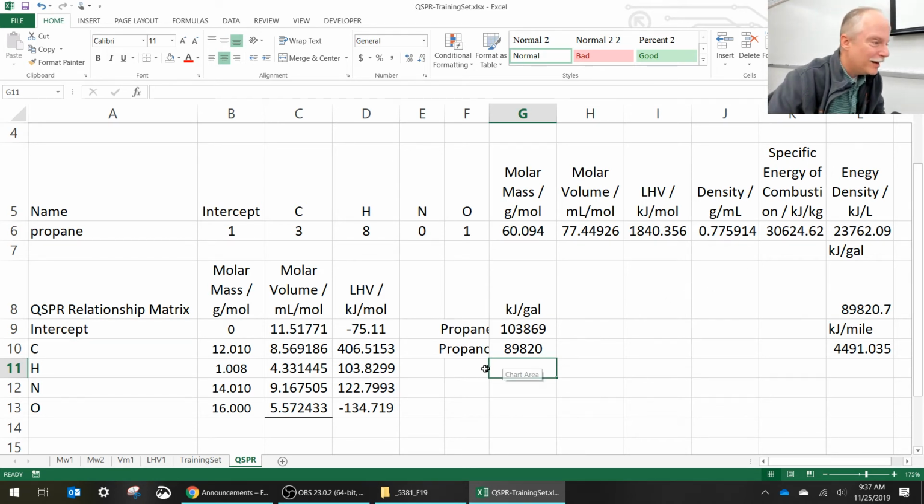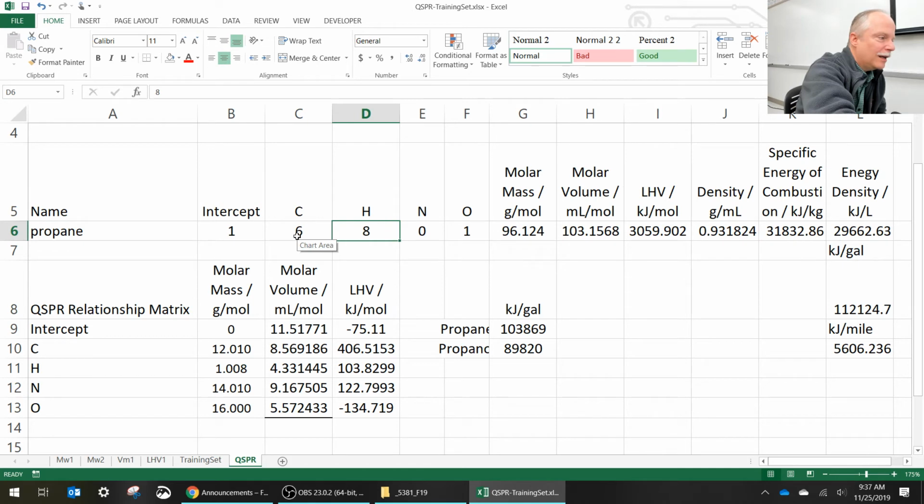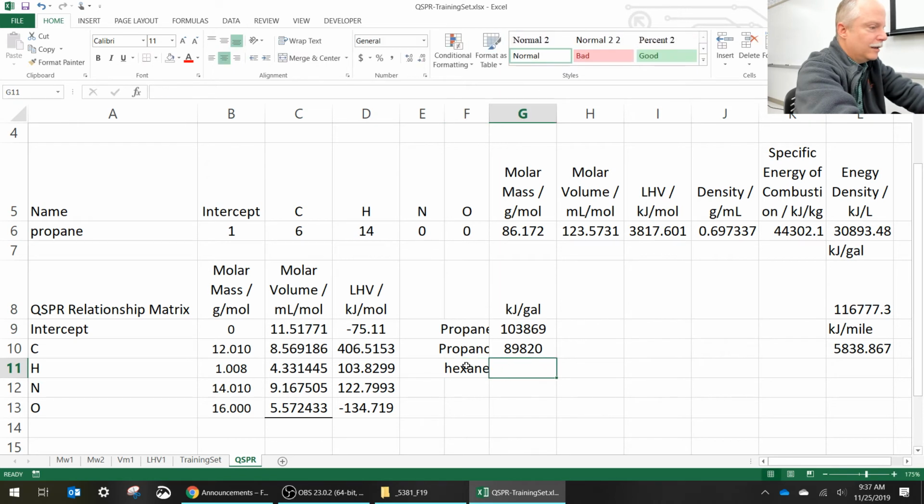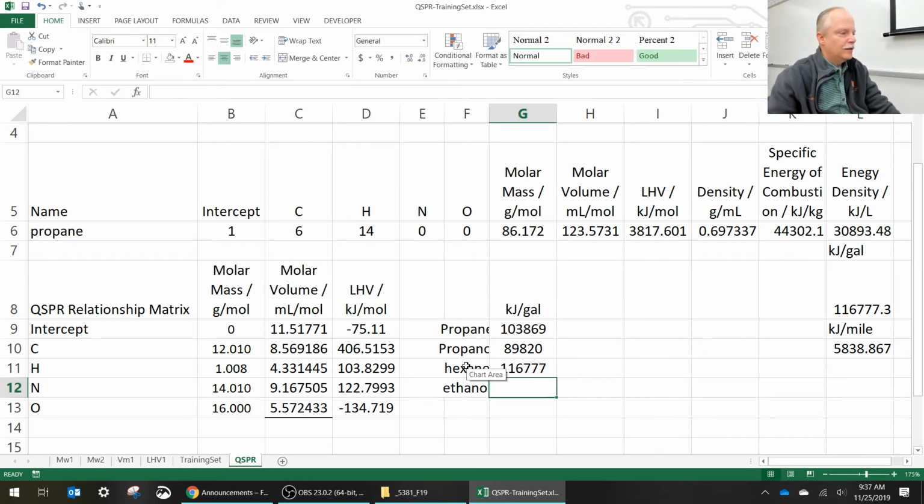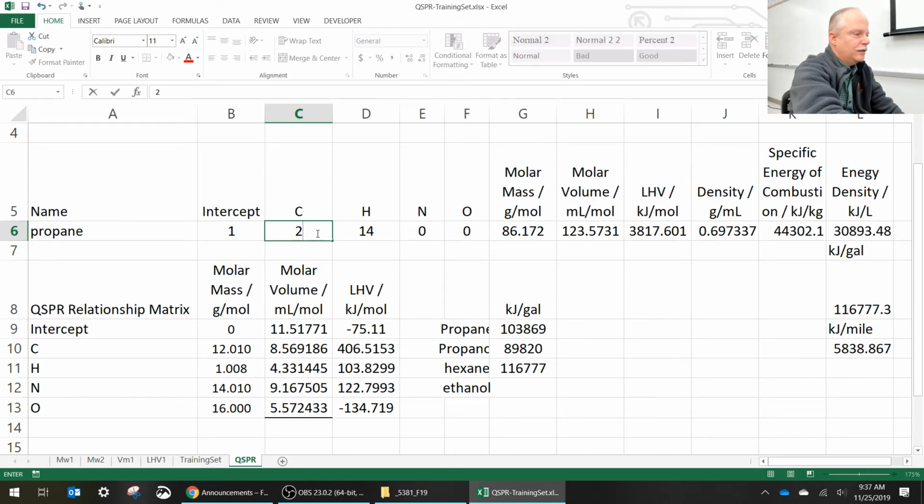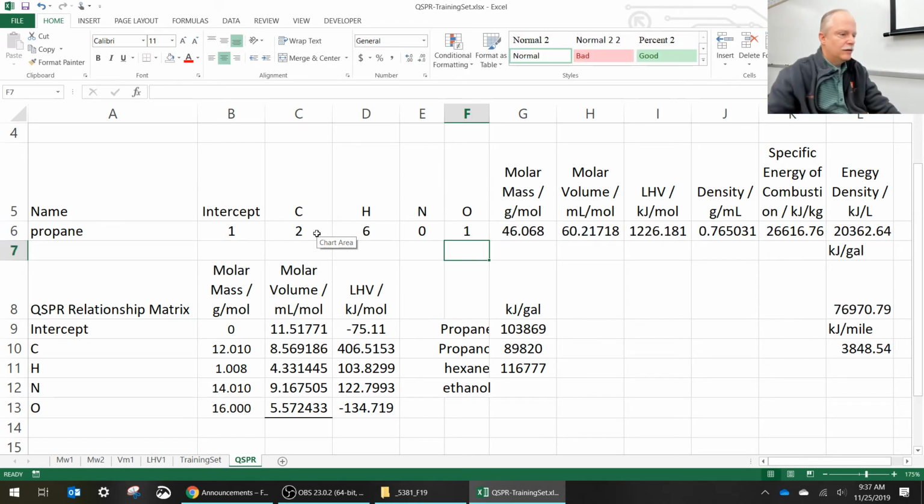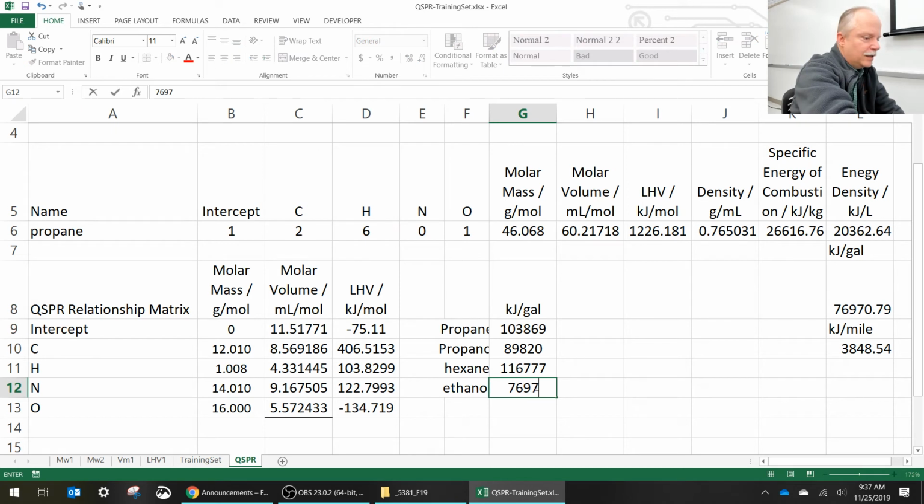So if we're removing, we had hexane in there. Let's do C6H14, no oxygens. Okay, so hexane here, 116777, and then ethanol. Let's do ethanol, C2H6O. 76,970.